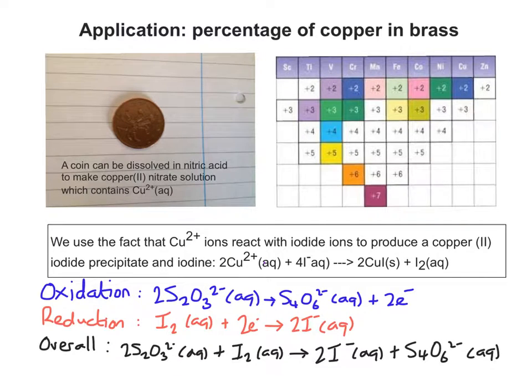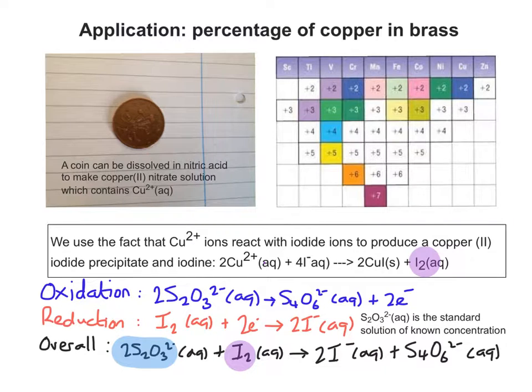And copper 2+ reacts with iodide ions according to the equation in the box. We also use the fact that the iodine produced in that reaction will react with thiosulfate ions, which are S2O3 2-. So S2O3 2- is the standard solution. As the S2O3 2- reacts with the iodine from the reaction in the box, it produces iodide.